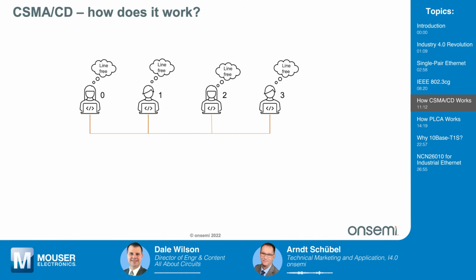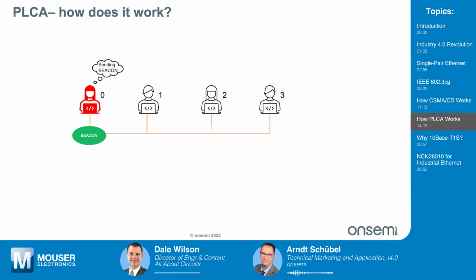So a better way, that is what the IEEE came up with, physical layer collision avoidance. Let's see how that works. In PLCA, physical layer collision avoidance, it all happens on the physical layer. The upper layers, like the MAC, the media access controller, and everything above this, which is typically built in software from layer 3 onwards, don't know about this.